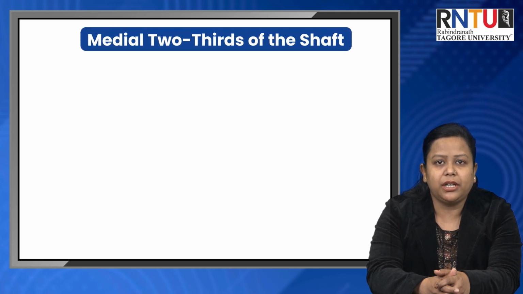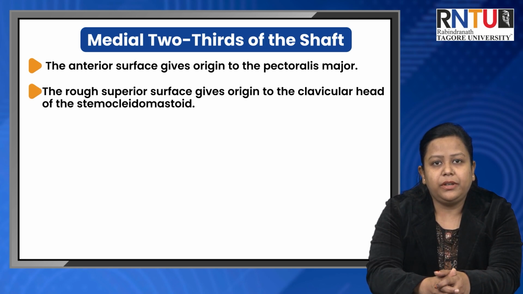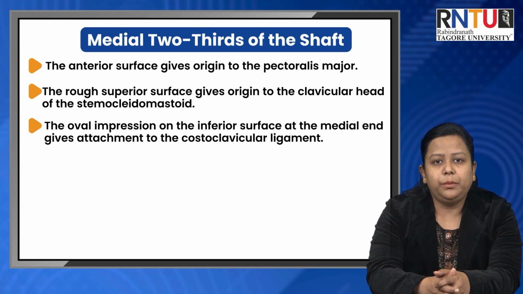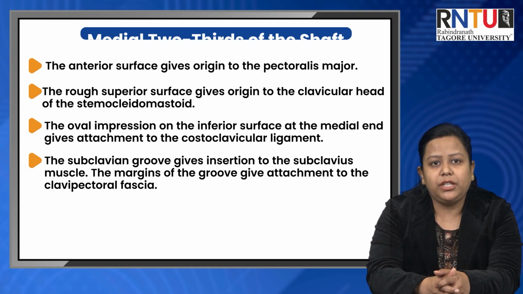Medial 2/3 of the shaft. The anterior surface gives origin to the pectoralis major. The rough superior surface gives origin to the clavicular head of the sternocleidomastoid. The oval impression on the inferior surface at the medial end gives attachment to the costoclavicular ligament. The subclavian groove gives insertion to the subclavius muscle. The margin of the groove gives attachment to the clavipectoral fascia.